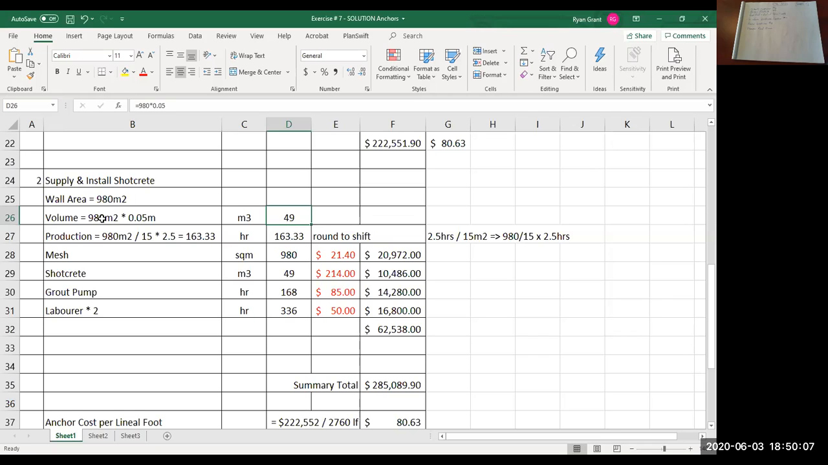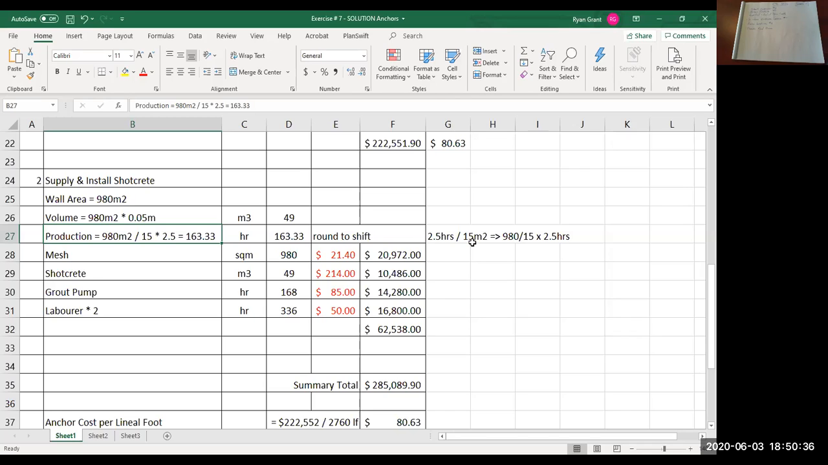Assuming you calculated the 980 square meters of wall area correctly. So the next one was calculating your productivity, so how many hours the crew was going to work. So you had 980 square meters of wall area. The question told you the information for production. I wrote it out here, 2.5 hours per 15 square meters.